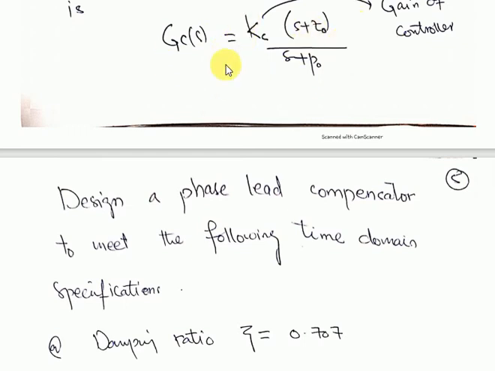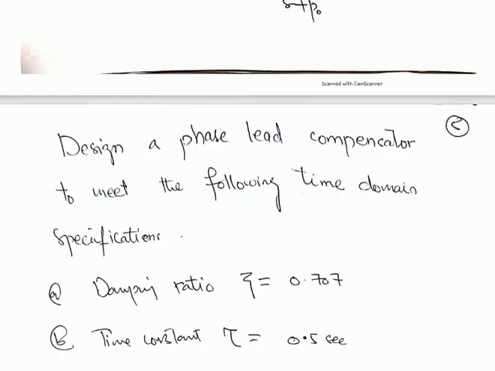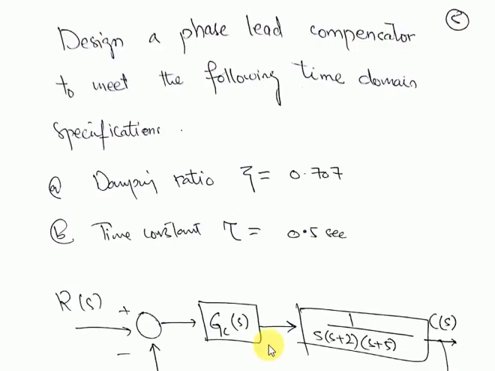This was all about what compensators are, why we need to put them in our closed loop models or before the system, and how they behave. And what is the condition for a lead compensator and what is the condition for a lag compensator. Now let's move towards this example in which we will design a phase lead compensator. So the question is, design a phase lead compensator to meet the following time domain specification.